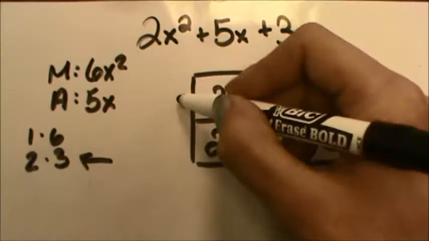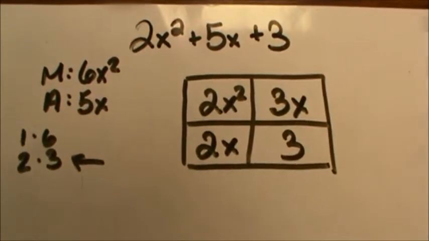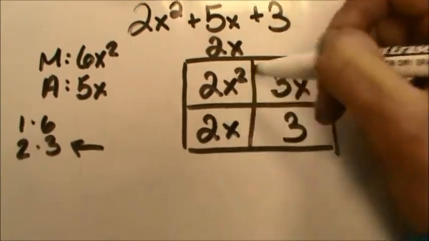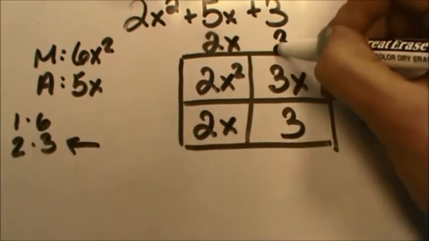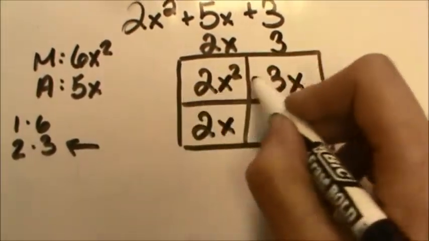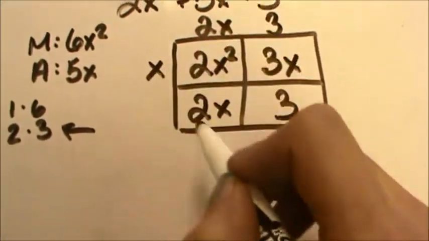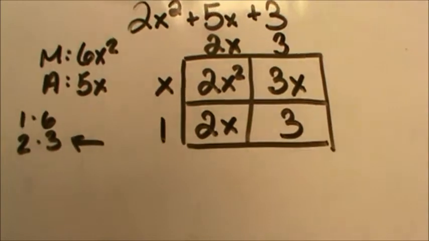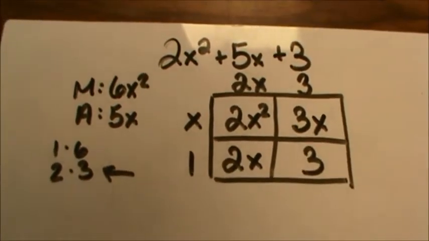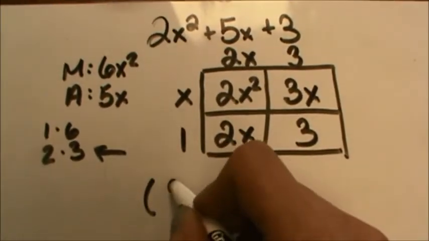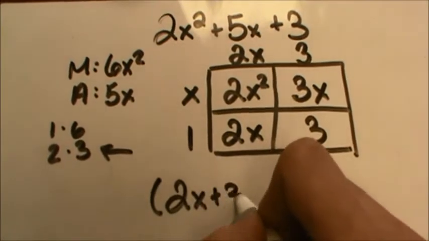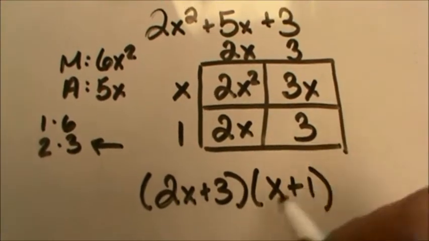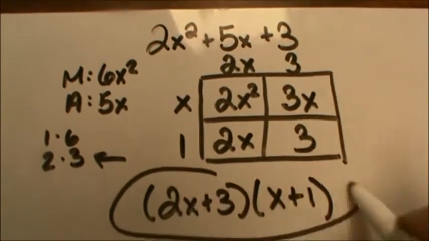Now I need to fill out what goes outside of my factor box. This GCF is 2x. These are both divisible by 3. If I look across, they only have an x in common. And this one, they have nothing in common. So I put a 1. My final answer then, if I look at the top of my box and look across the bottom, it factors to this.